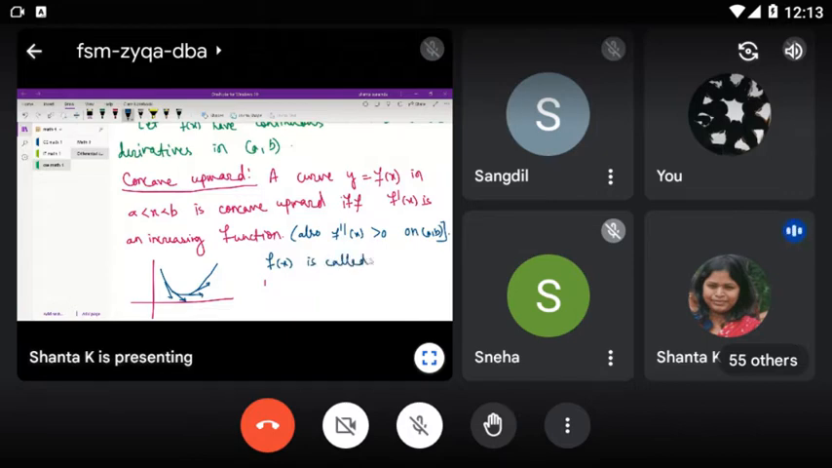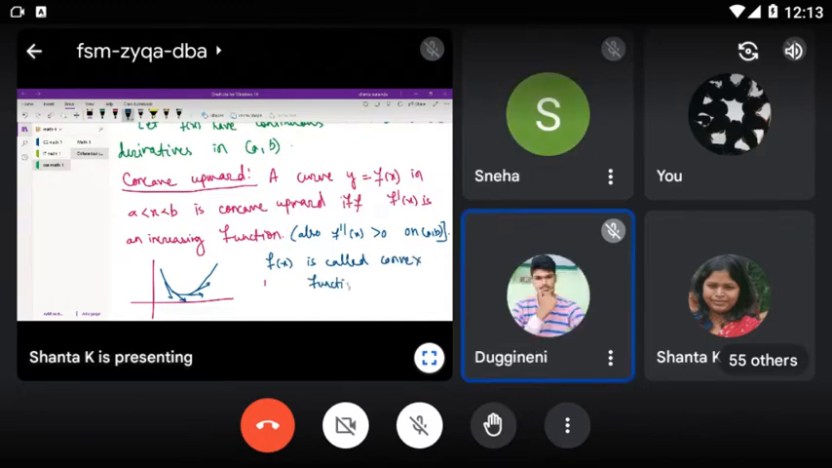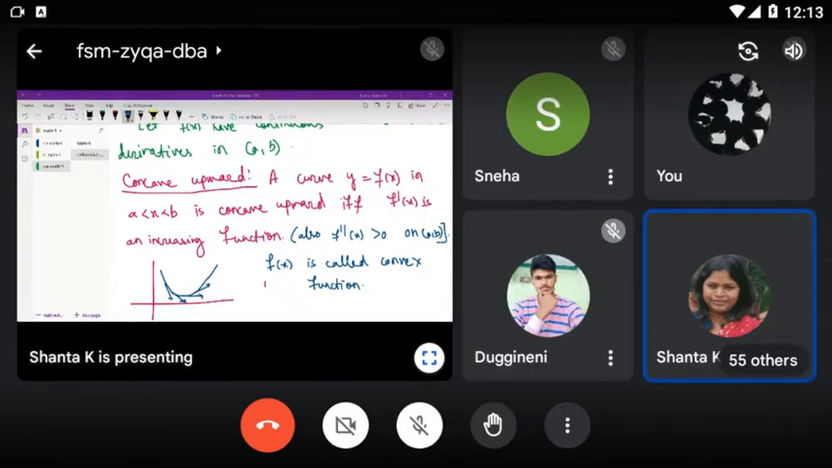You remember any other properties for convex function? Yes. Who is on mute? Prayas, you're on mute. Mute yourself.